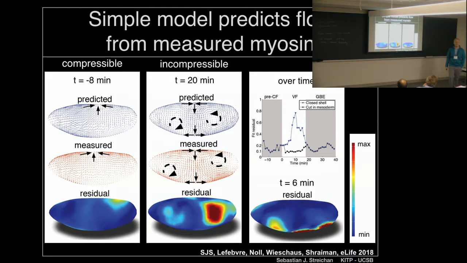Yes? How does the bulk modulus change? You said you have to... Enormously, right? So this is an incompressible flow, right?